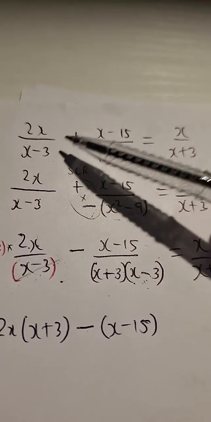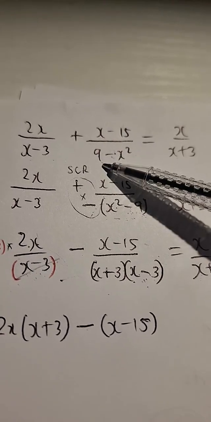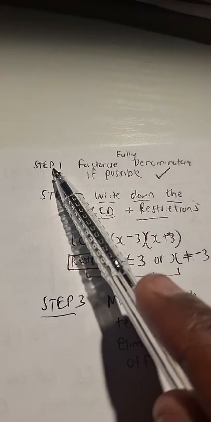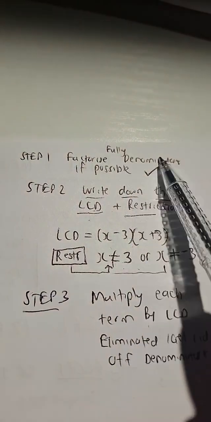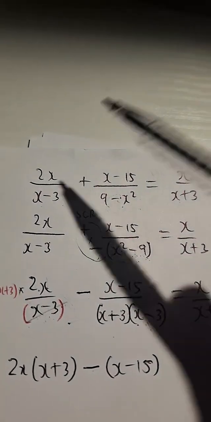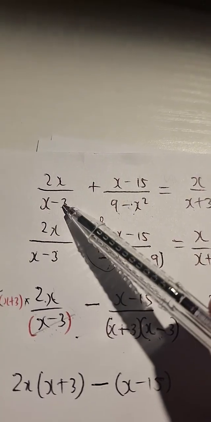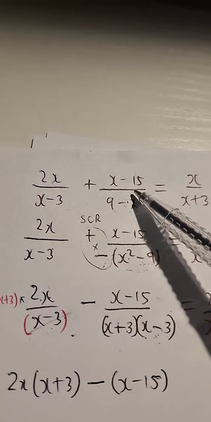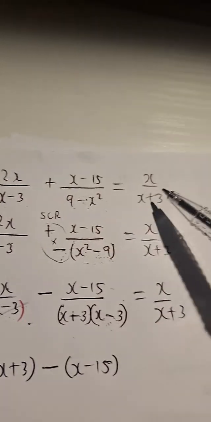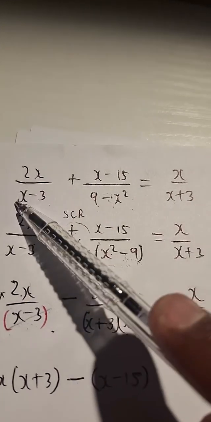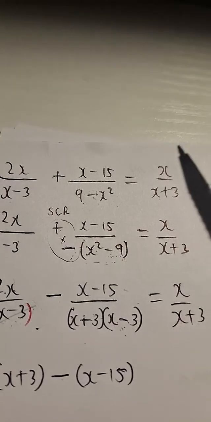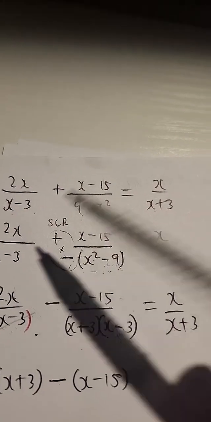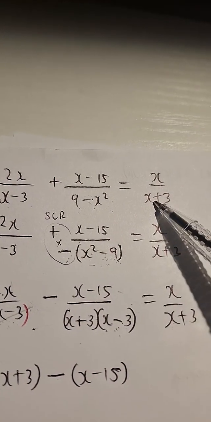So we have 2x over x minus 3 plus x minus 15 over 9 minus x squared is equal to x over x plus 3. And the first thing I said to you is that step 1, in fraction equations, it's always advised to factorize fully the denominators if possible. Currently, we have x minus 3 in the first fraction's denominator, 9 minus x squared, and x plus 3. This x minus 3 and this x plus 3 are already factored. There's no further factorization you can do with this and that.